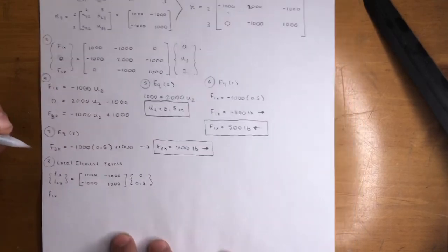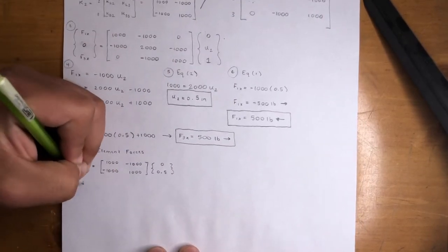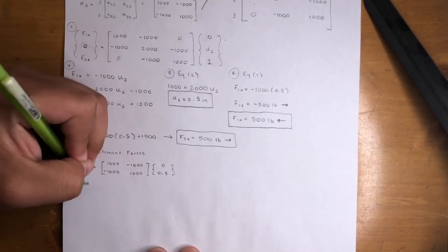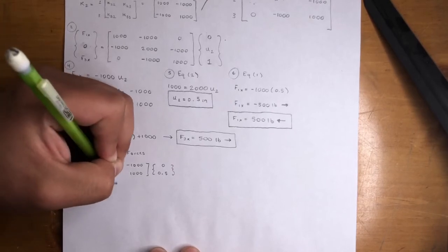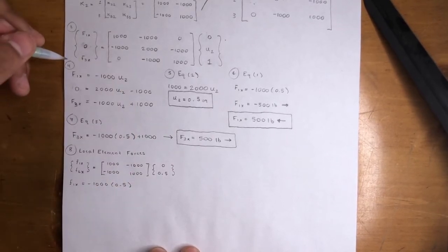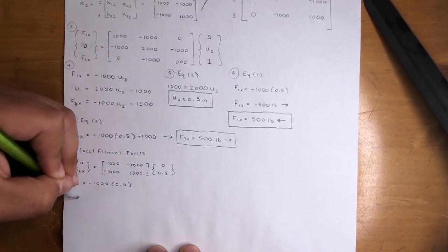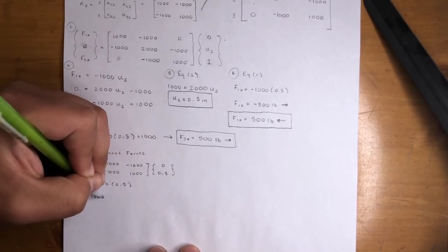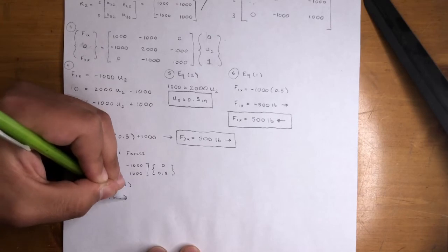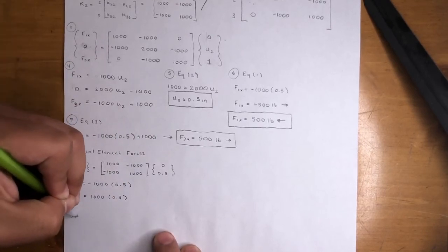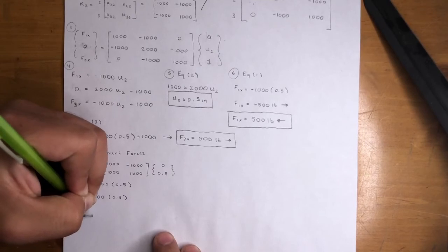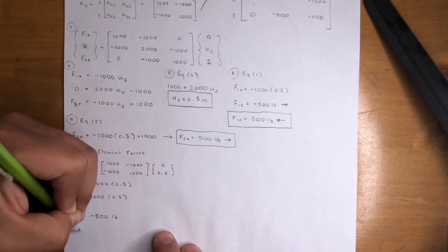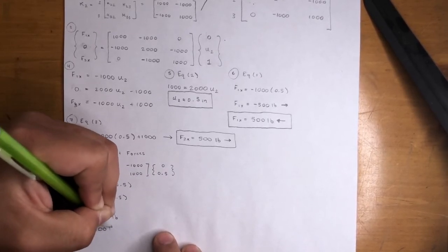F1x, let me move it up in case you can't see. F1x is equal to 1,000 times 0 minus 1,000 times 0.5. Let me go ahead and write it down. So you go 1,000 times 0.5. Okay. And F2x is equal to negative 1,000 times 0 plus 1,000 times 0.5. So that means F1x is equal to negative 500 pounds. And F2x is equal to 500 pounds.